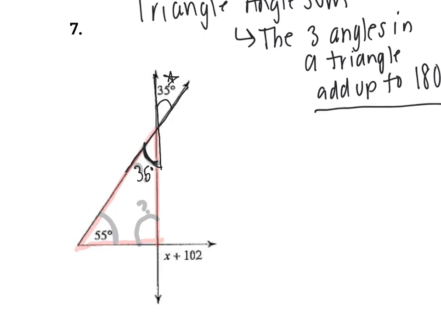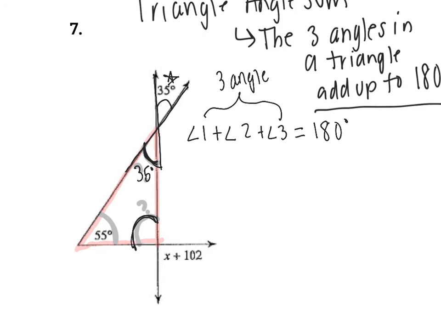So I can easily find this third angle because I know that angle 1 plus angle 2 plus angle 3, so the 3 angles of my triangle have to add up to 180 degrees. And that's always, always, always true. So these are my 3 angles. I already know angle 1 is 55 degrees. I just found that the second angle is 35 degrees. So now I need to solve for what would angle 3 be. Well, 55 plus 35, we can combine those terms.